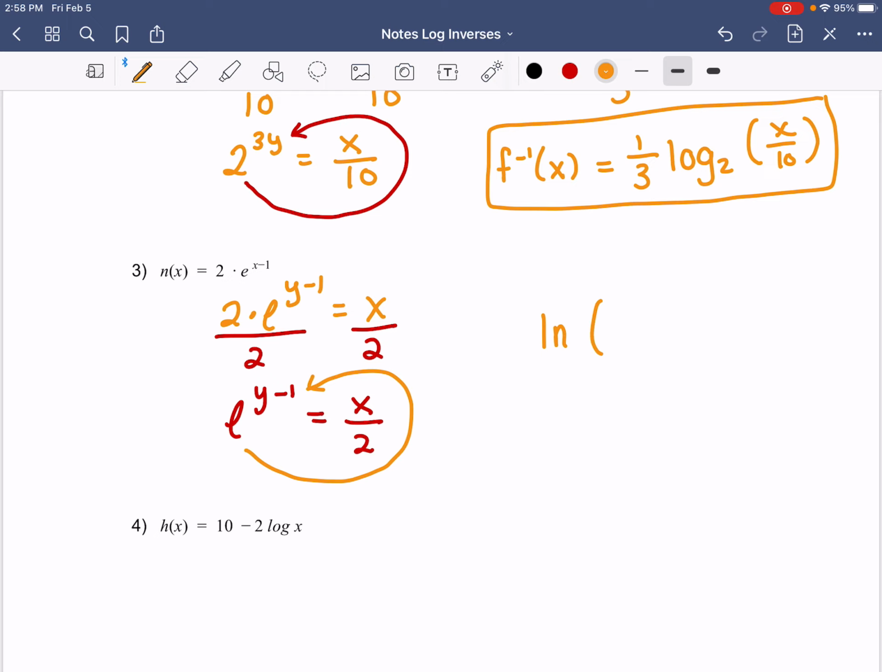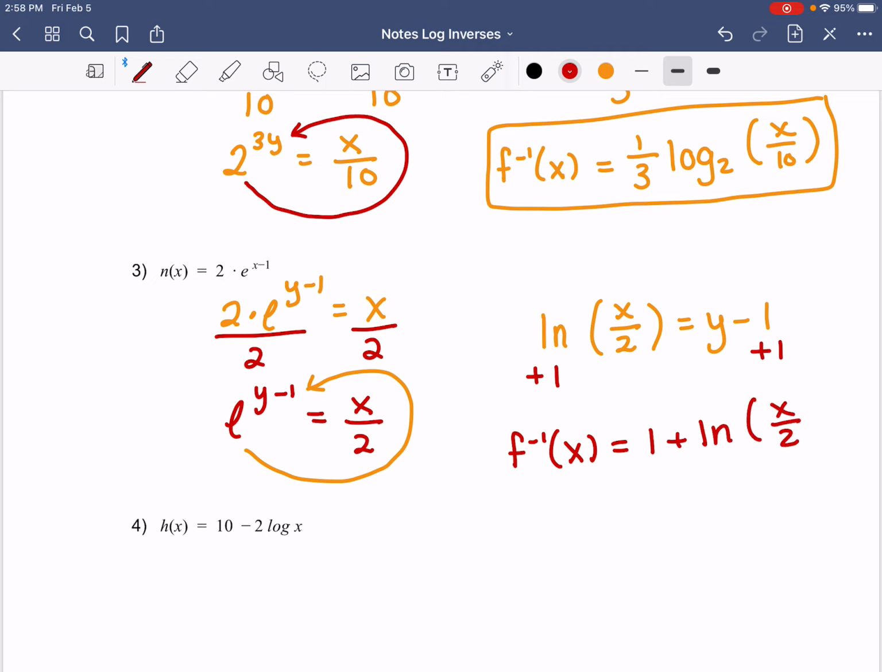Natural log of x over 2, I'm going to put in parentheses because there's more than one piece, equals y minus 1. Now we just have to get y by itself, so I'm going to go ahead and add 1 to both sides. It doesn't matter if you put the 1 in the front or at the end, as long as you have these parentheses so that you know that it's not part of the log. If you want to be safe, you can put it in the front so that you know that it's not, but that's why we put those parentheses there to make sure that we know that it's separate from it.